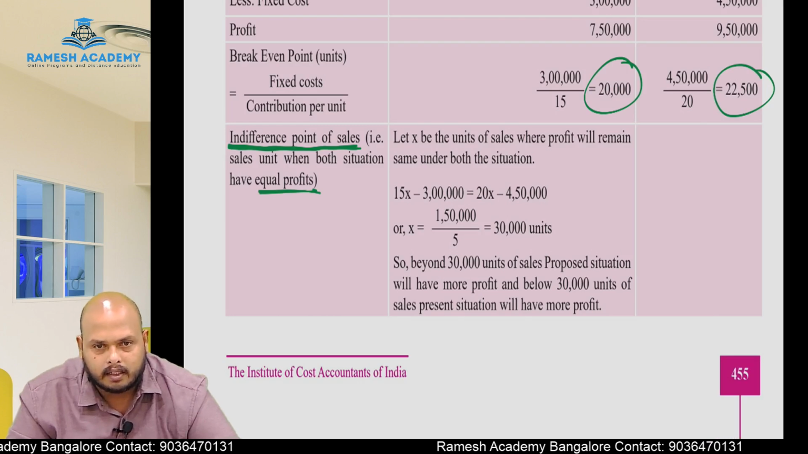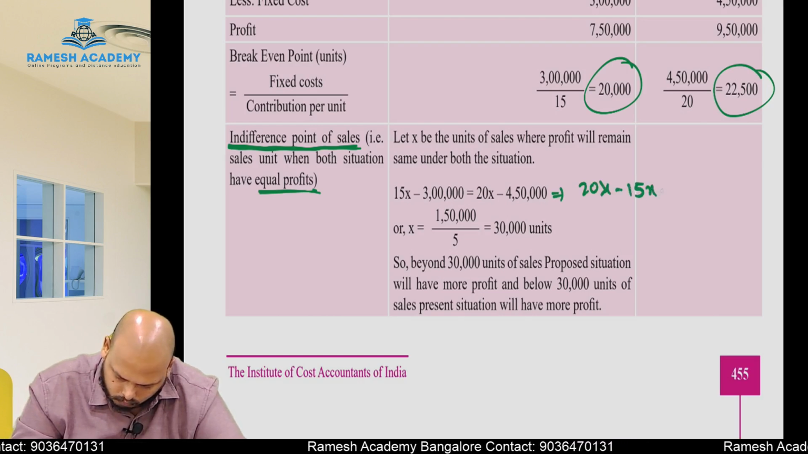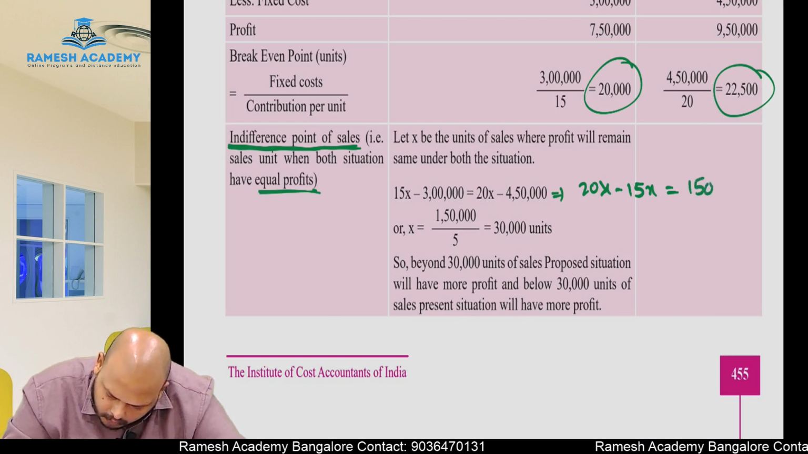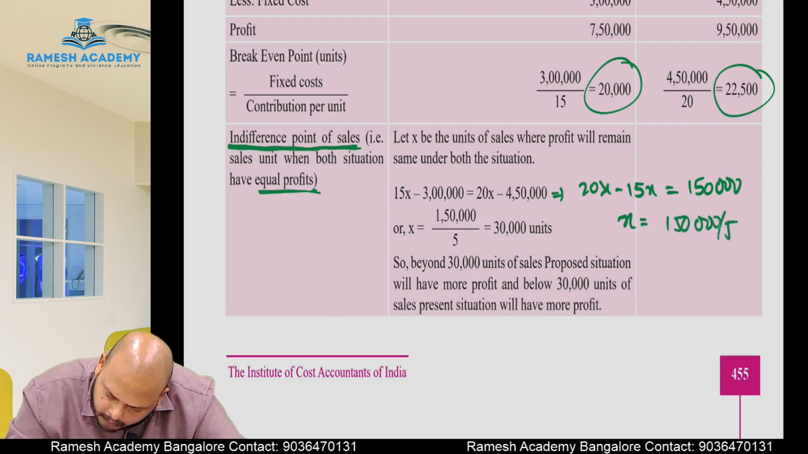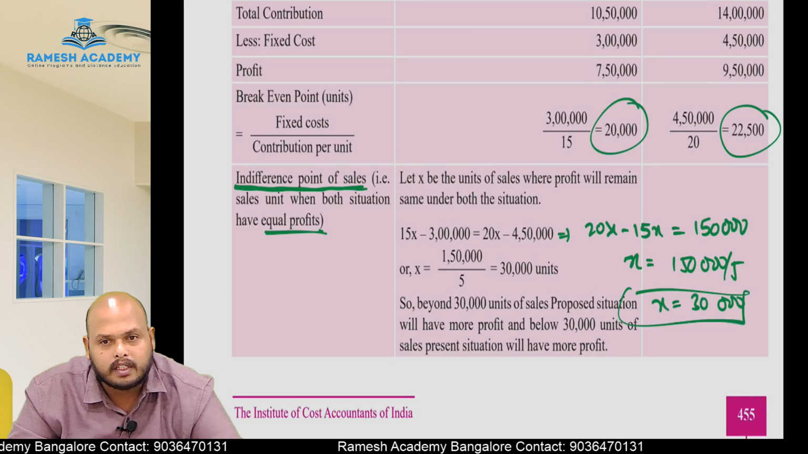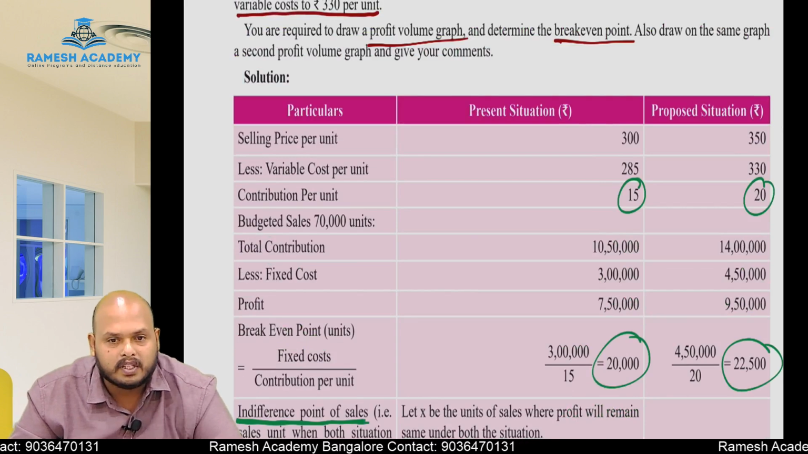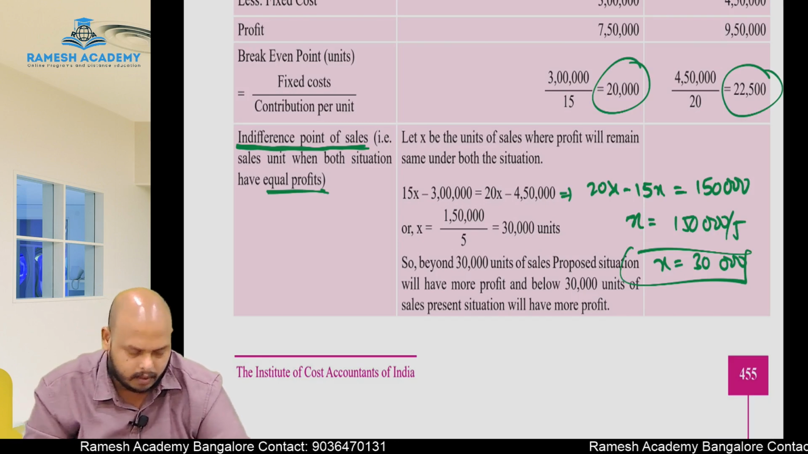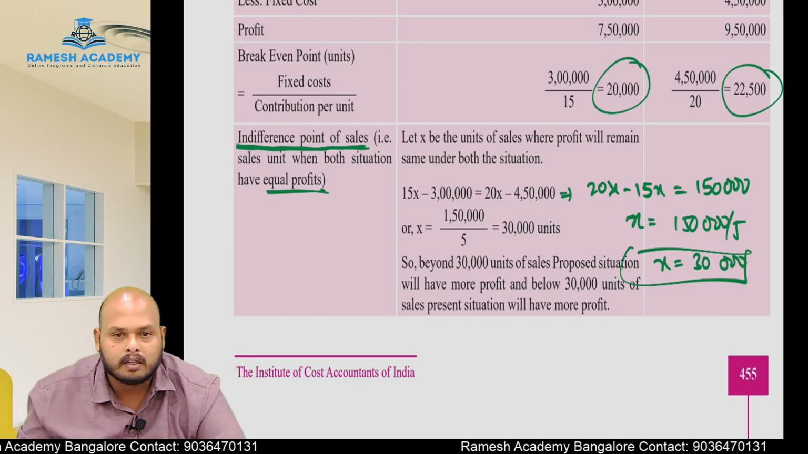While solving the equation, 20X minus 15X is equals to 1,50,000. X is equals to 1,50,000 divided by 5. X is equals to 30,000 units. Means at 30,000 units, present situation also profit will be same, and proposed situation also profit will be same at 30,000 units. That is only called as indifference point. Indifference point is the point where under both the situations profits will be same.